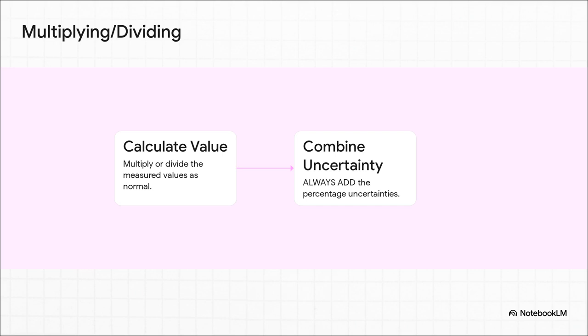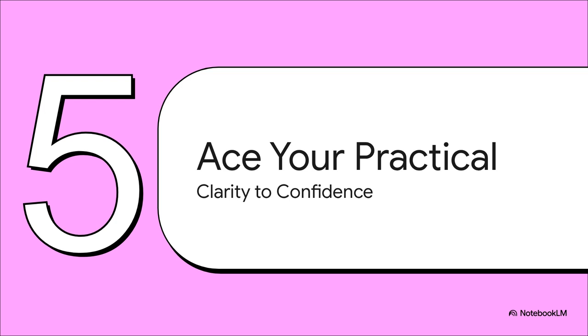Then, just like with adding, you always add those percentage uncertainties together to get the total percent uncertainty in your final answer. And what about our last case? What if you're squaring a value or taking a square root? Well, you calculate the main value as normal. Then, you just take the percentage uncertainty of your measurement and you multiply it by the power. So, if you square something, you double its percentage uncertainty. If you take the square root, which is just the power of a half, you halve its percentage uncertainty. Easy.